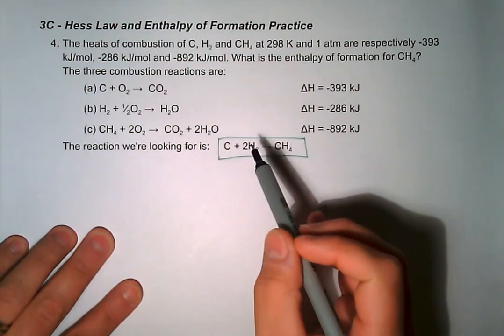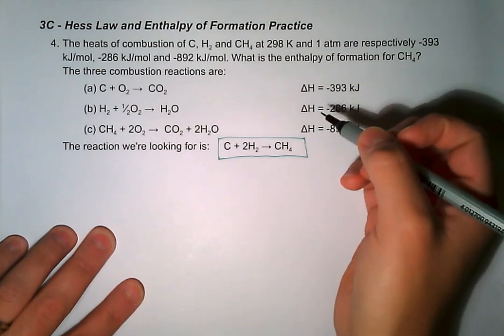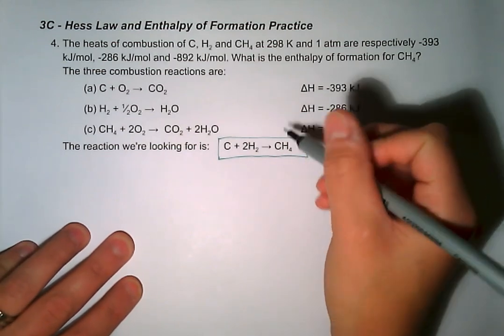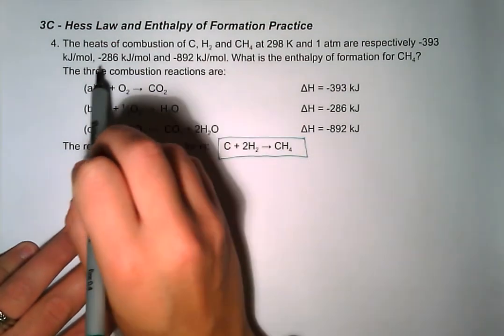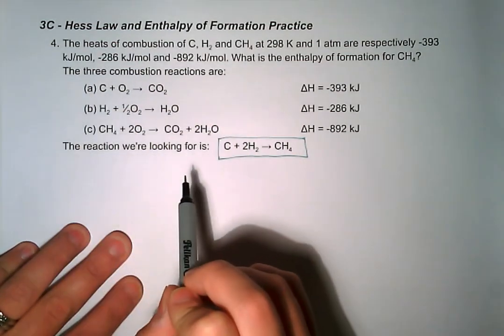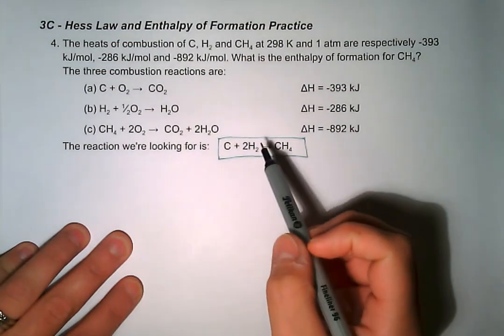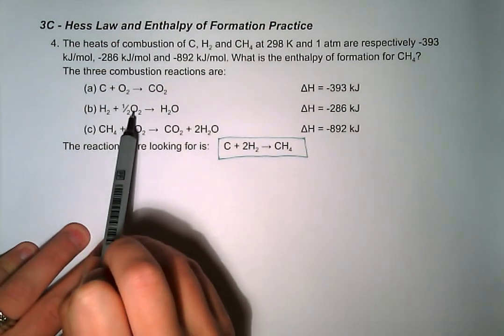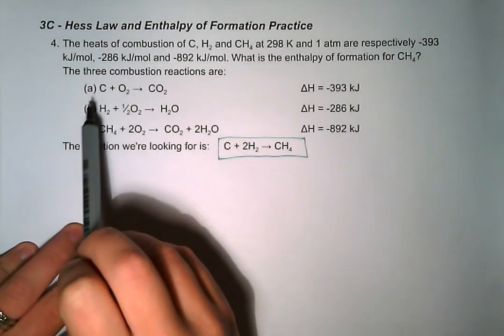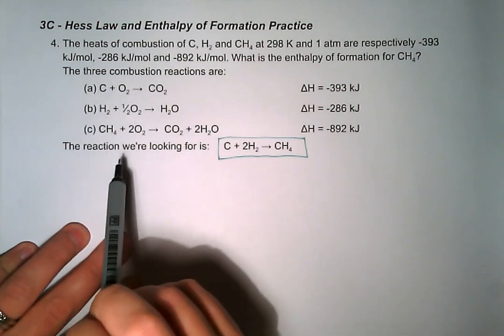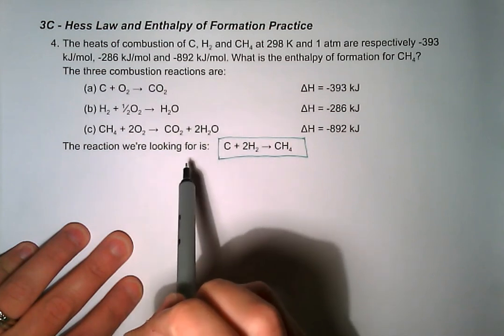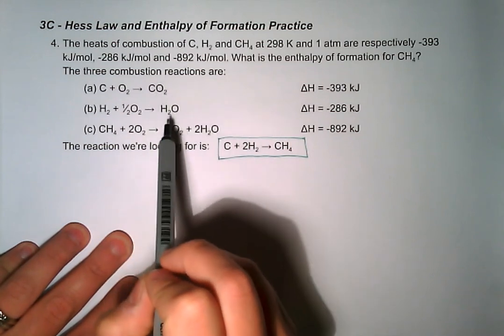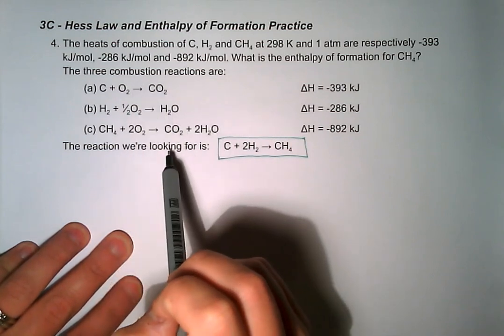And so what I like to do is I start by looking for the substances that are in my target reaction that only appear once out of all of the reactions that I have to work with. So if I'm looking through, I see that oxygen appears several times, so I'm going to worry about that last. I see that H2O appears more than once, so I'm not going to worry about that right away. And I see that CO2 also appears more than once, so I'm not worried about that either.